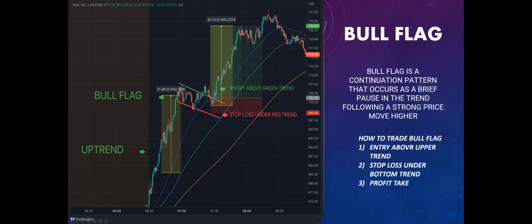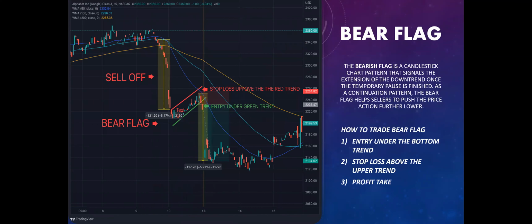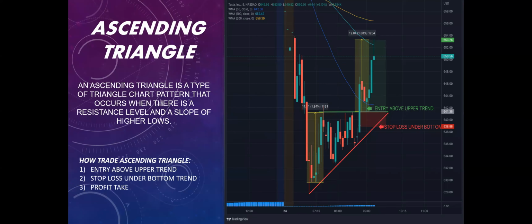All right, so this is a bull flag, a continuation pattern to the upside. Now this is a bear flag. Nope.